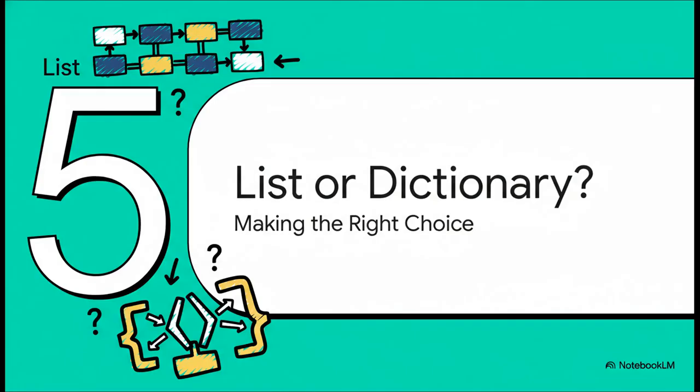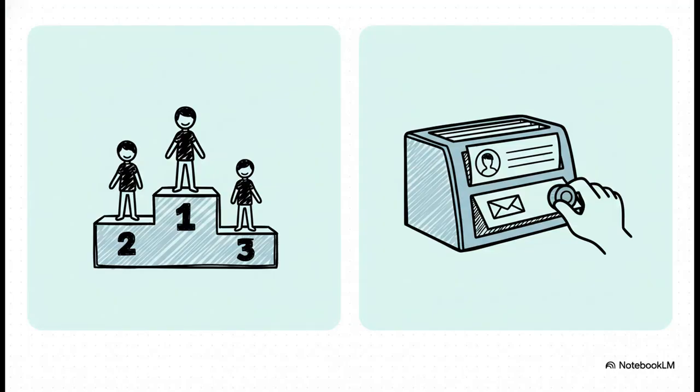Okay, we've got two awesome, powerful tools in our belt now, the list and the dictionary. But this brings us to the most important question of all. How do you know which one to choose? When should you use a list, and when should you use a dictionary? Let's put them side by side and figure it out. Here's the simplest way to think about it. Ask yourself, does the order of the items matter? If the answer is yes, you need a list. Think about a leaderboard in a game or the steps in a recipe or a to-do list. The order is absolutely critical.